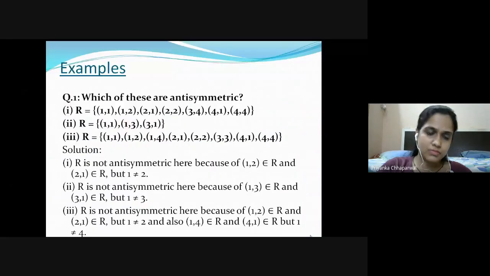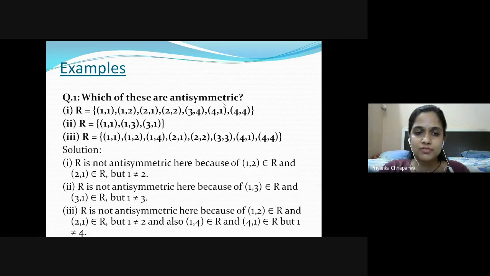Okay. So, in the last class, we understood what a relation is and the types of relations. In this class, we will solve some examples related to relations. So the first question is this. We have three relations, 1, 2, 3. Which of these are antisymmetric?